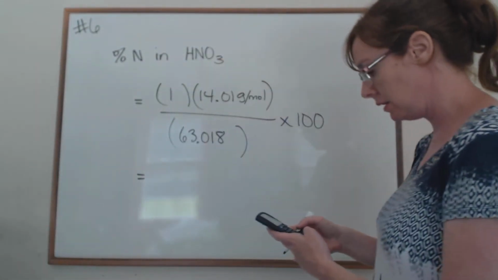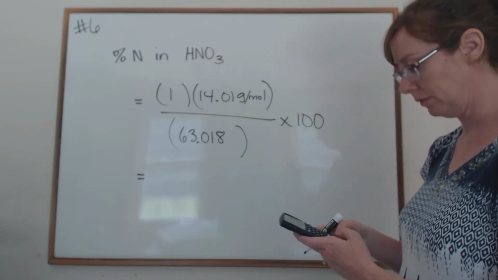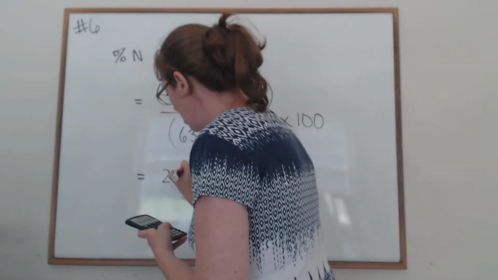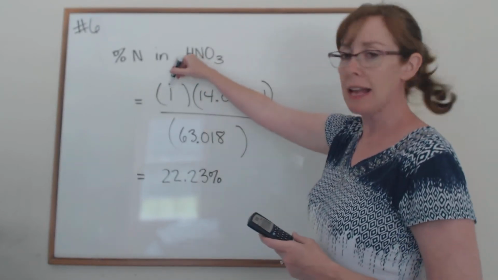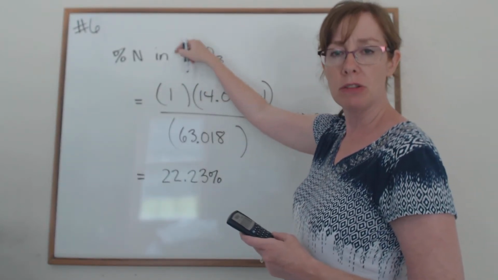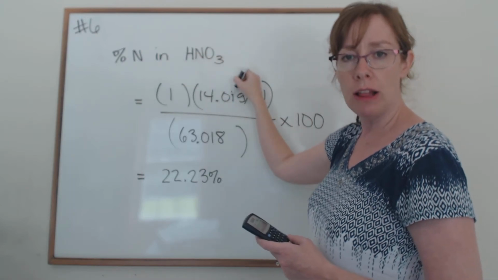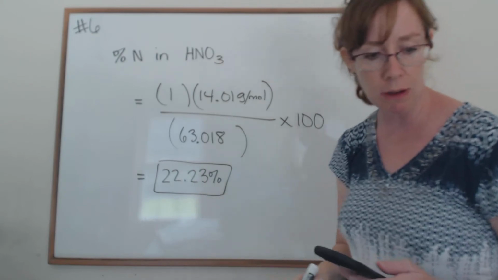So now let's go ahead and get that. I'm getting 22.23%. And I picked 4 sig figs because that's an exact number. That's not a measurement. You're just literally counting how many nitrogens there are. But these all have 4 sig figs, so that's why my answer has 4 sig figs, 22.23%.